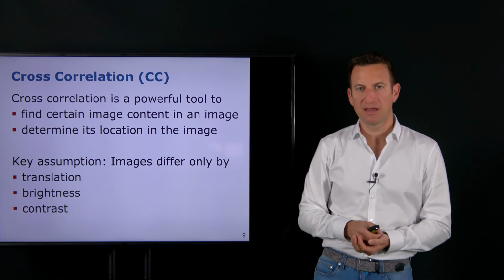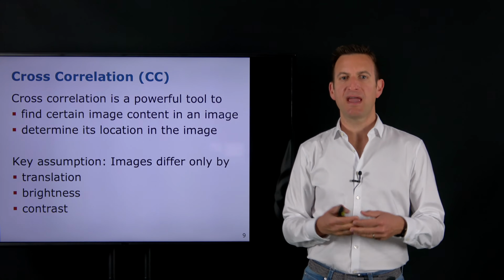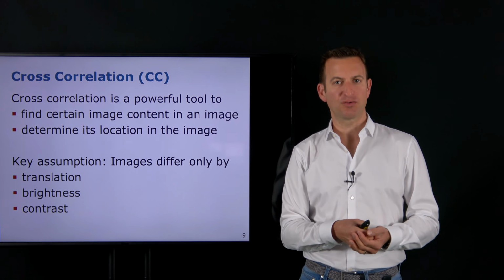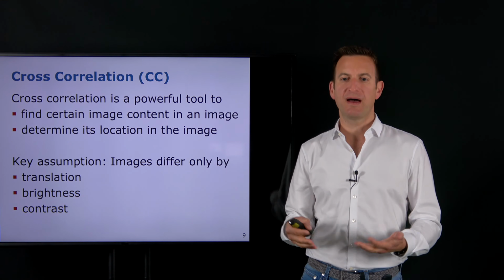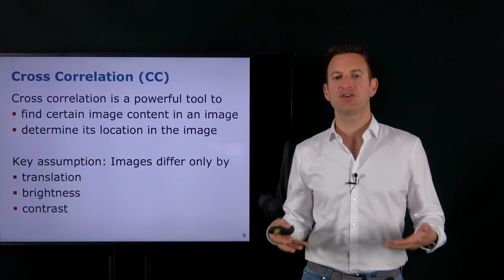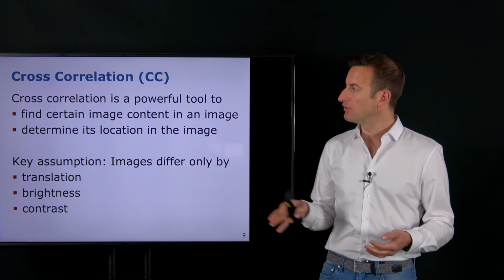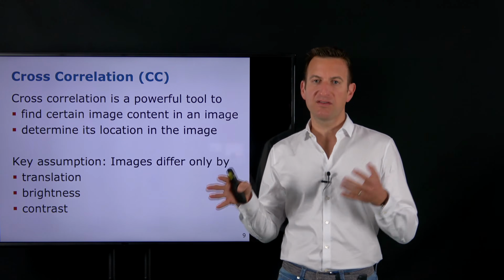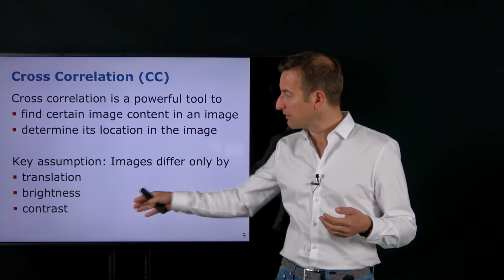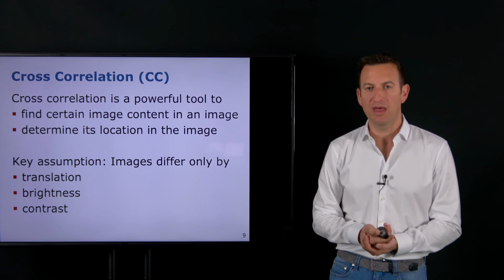The second thing that cross-correlation takes into account is that it should be okay to have brightness changes and changes in the contrast in the image. So you want to find two images which differ only by a translation in their recording location and by contrast and brightness changes. If you want to work under these constraints, cross-correlation is the standard technique to do that.